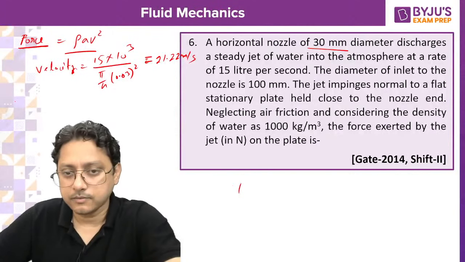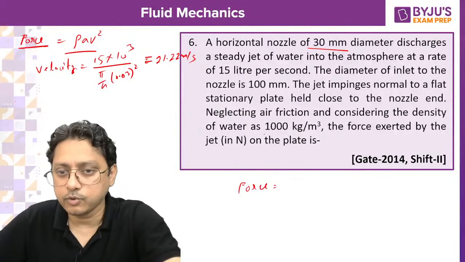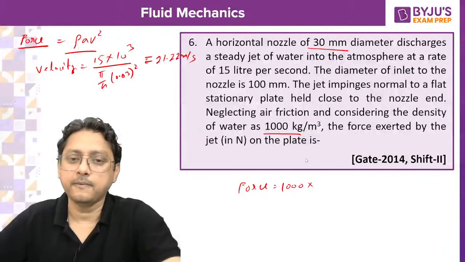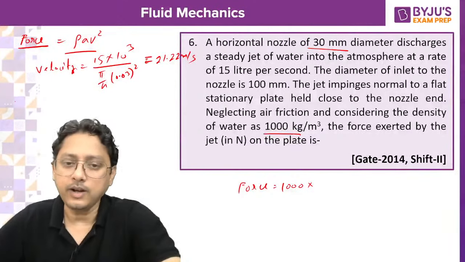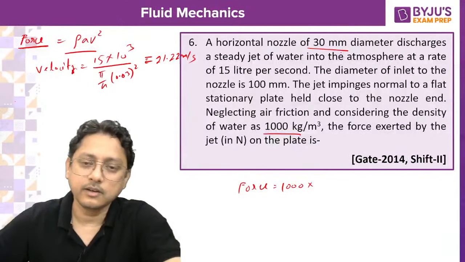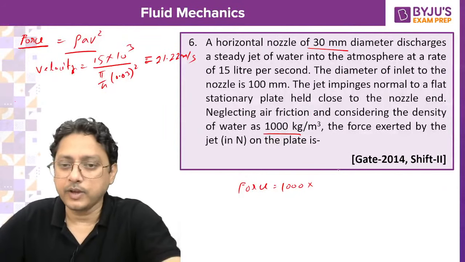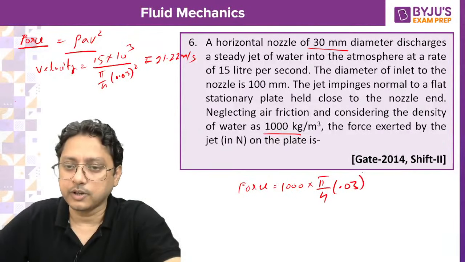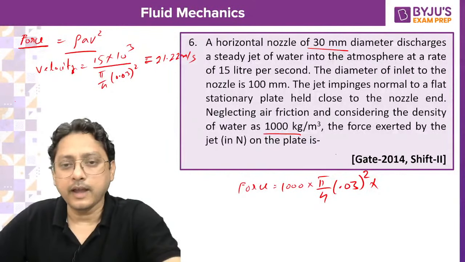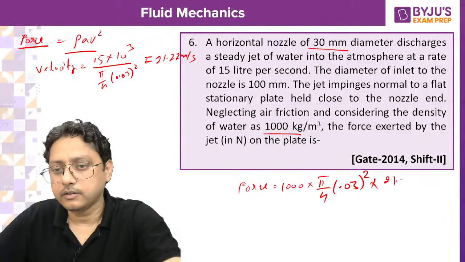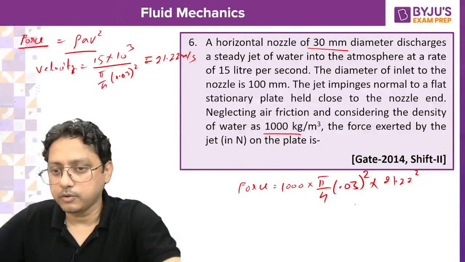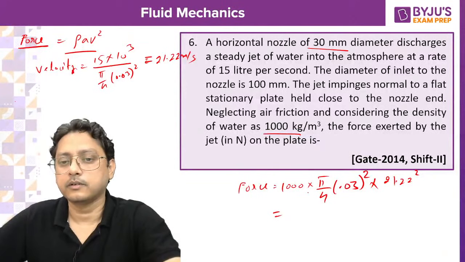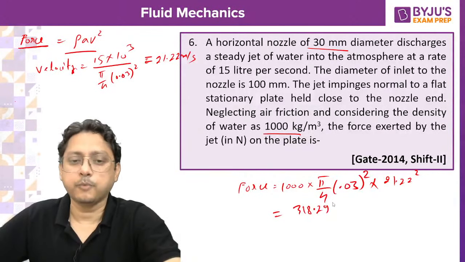Now force will become how much? Force will become rho, which they have already given to use as 1000, multiplied by A, the area of the jet which is hitting your stationary plate. What is the area of the jet? Water is coming out from the 30 mm nozzle, so area will be pi d square by 4, with d as 30 mm, which in meter is 0.03. Pi d square by 4 into rho A and then v square. V we have already calculated, that is 21.22 square. If you calculate the force, the total amount you are going to get here is 318.29 Newton. That's all.